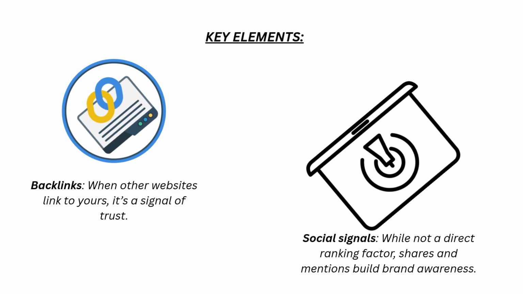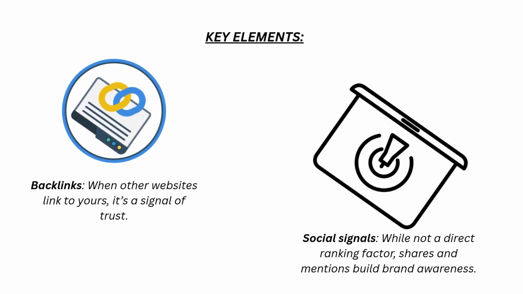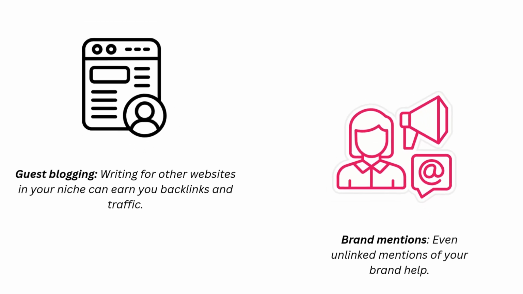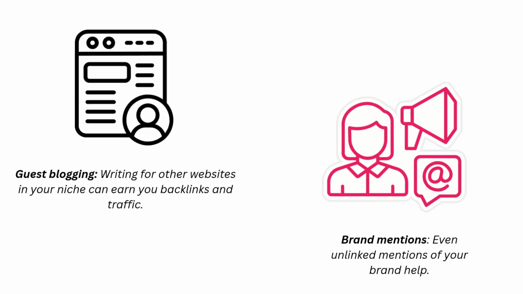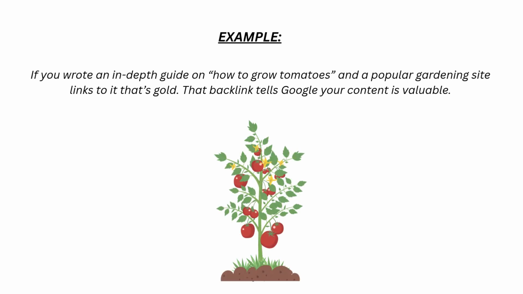Social signals. While not a direct ranking factor, shares and mentions build brand awareness. Guest blogging. Writing for other websites in your niche can earn you backlinks and traffic. Brand mentions. Even unlinked mentions of your brand help. For example, if you wrote an in-depth guide on how to grow tomatoes, and a popular gardening site links to it, that's gold. That backlink tells Google your content is valuable.